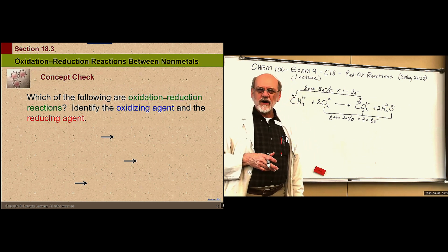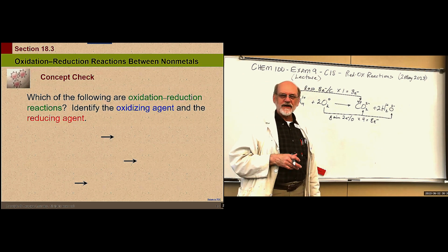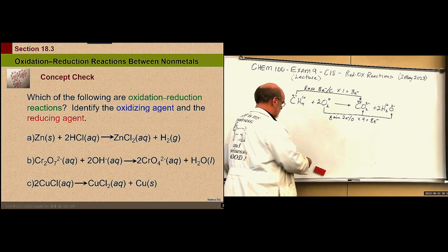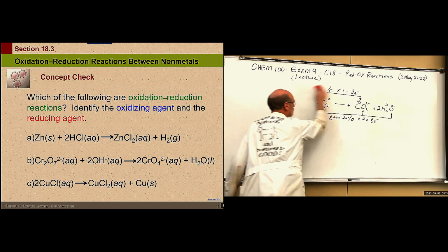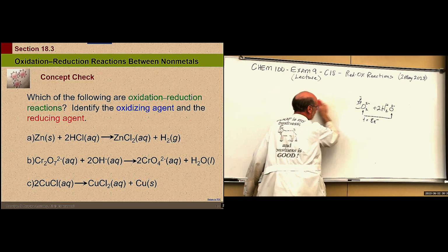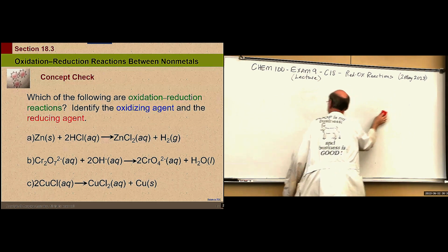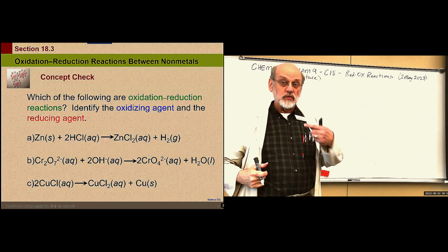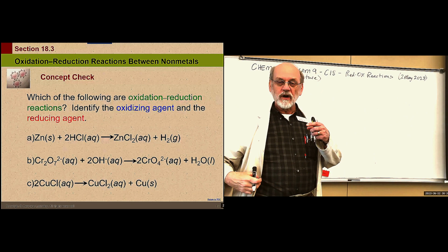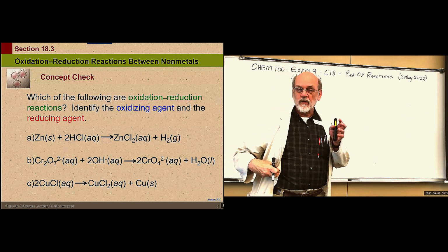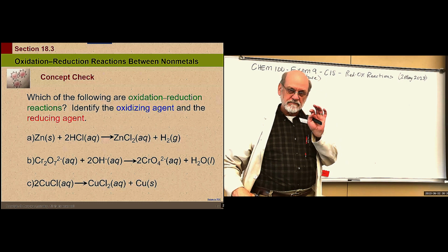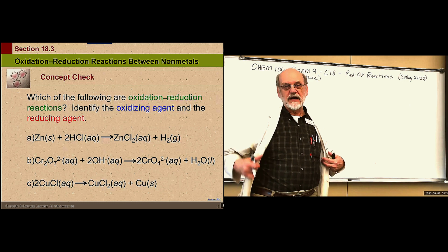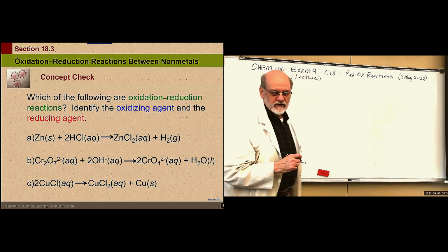Okay. Which of the following are oxidation reduction reactions, and identify the oxidizing agent and the reducing agent? All right. So there we have our 3 reactions, and we're going to look at each one in turn. Up to this point, we've only looked at reactions that we knew beforehand were oxidation reductions. But now we're going to use our bookkeeping scheme to determine which ones really are oxidation reduction reactions.